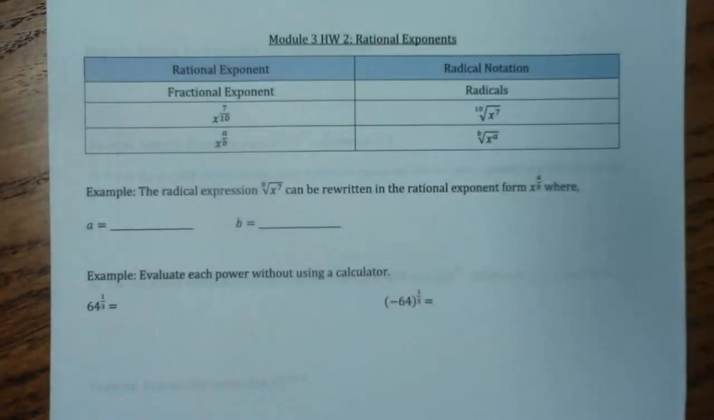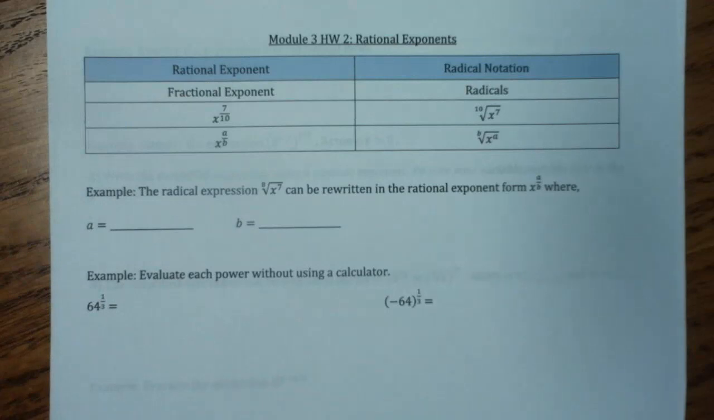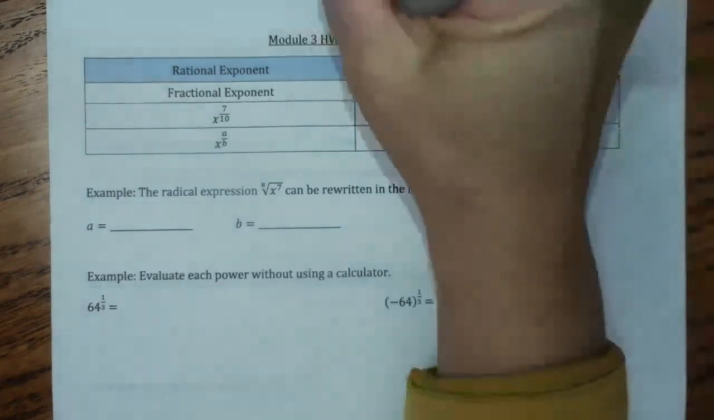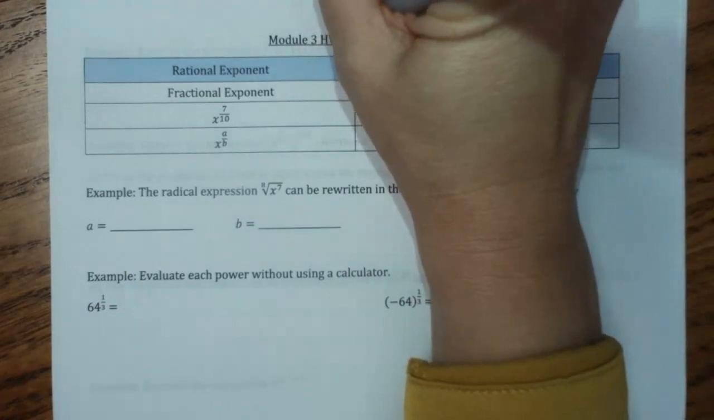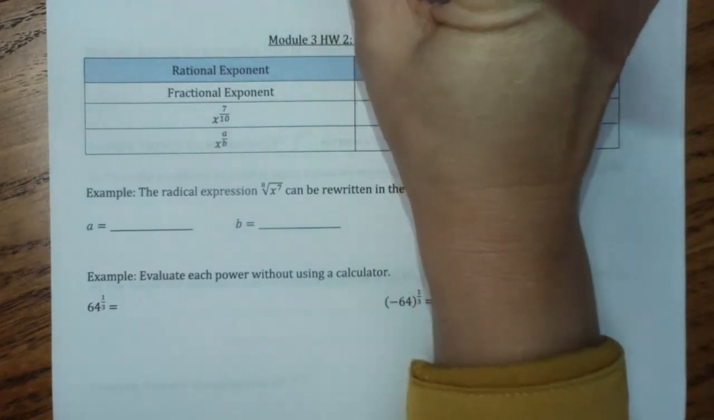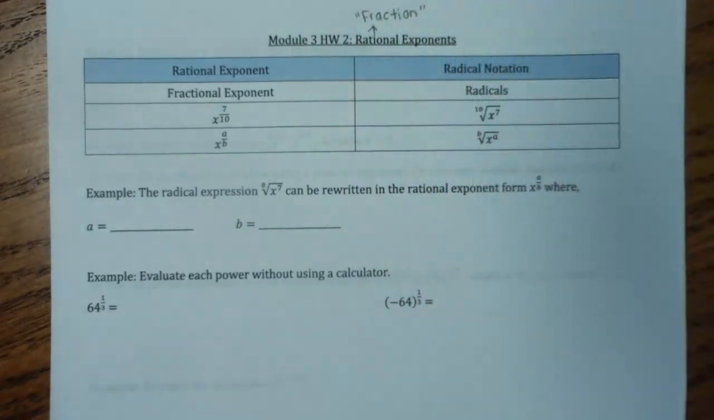All right, this video is going to go over Module 3, Homework 2, Rational Exponents. Just before we even get started, that word rational, another word for rational is fraction. So it's the same thing as saying fraction exponents. Radical is like the square root. That's about last section. Rational is fraction.